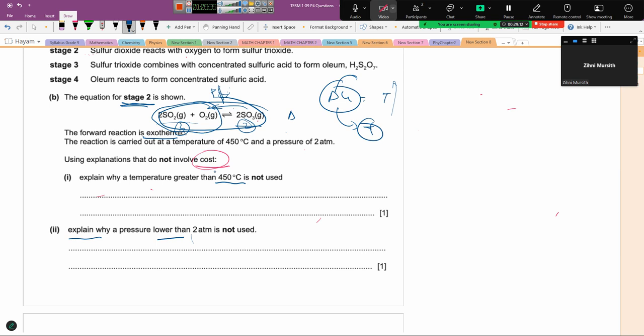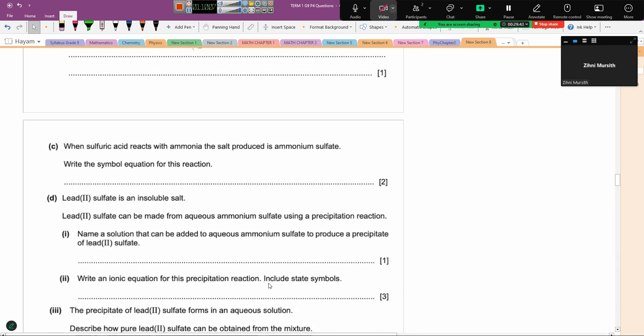So if you lower the pressure than 2 atm, what will happen? Again, the yield of production will reduce, right? That's why we don't reduce the pressure below 2 atm. So for each and every process, you have to check on which side you have more number of moles, and according to that you have to write down the answer, right? So for this, how can you write down the answer? If you reduce the pressure, the efficiency of the production will reduce. Okay, right.